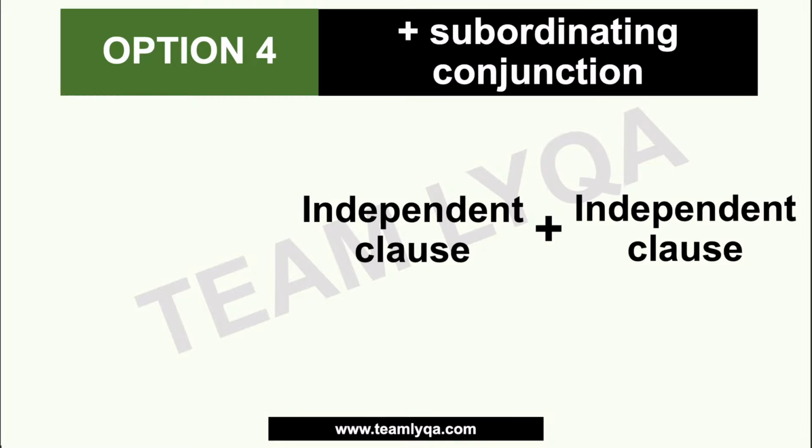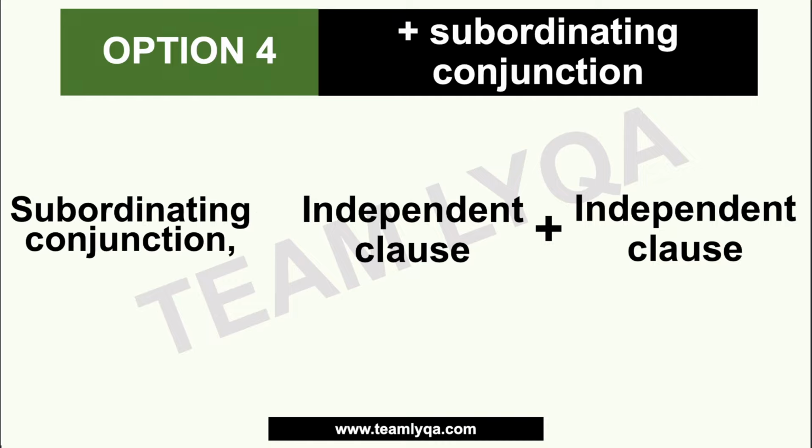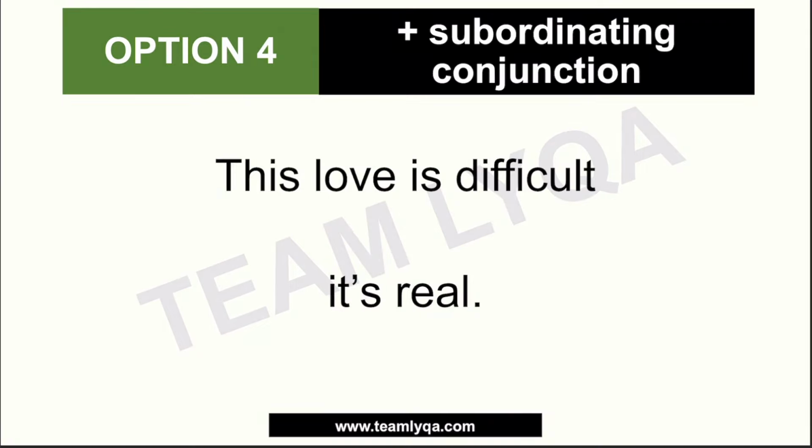Now, option number 4 is to add a subordinating conjunction. Okay? Ano ibig sabihin nun? You have your independent clause and another independent clause. Pwede rin na again, pronoun yung ginamit instead of a noun. Instead of malalagay tayo something sa pagitan nila, ang gagawin natin ay maglalagay tayo ng lead or nauuna na subordinating conjunction and a comma. Now, how do we do that? How do we add that? Now, ganito ang gagawin natin.